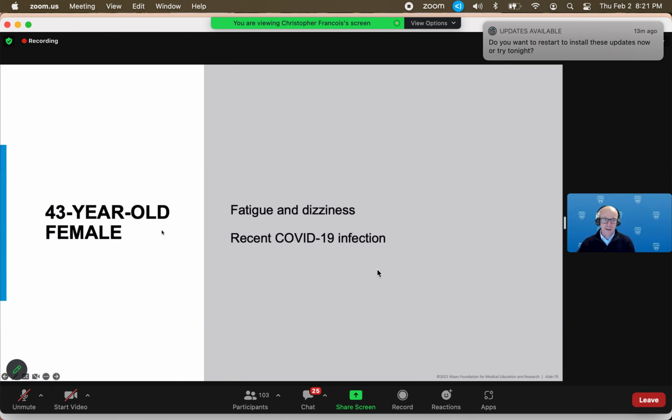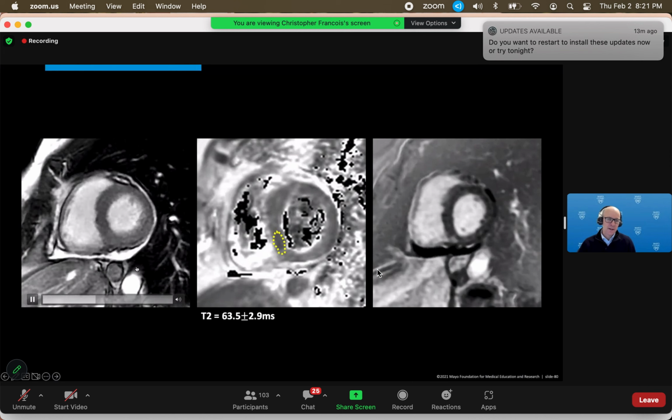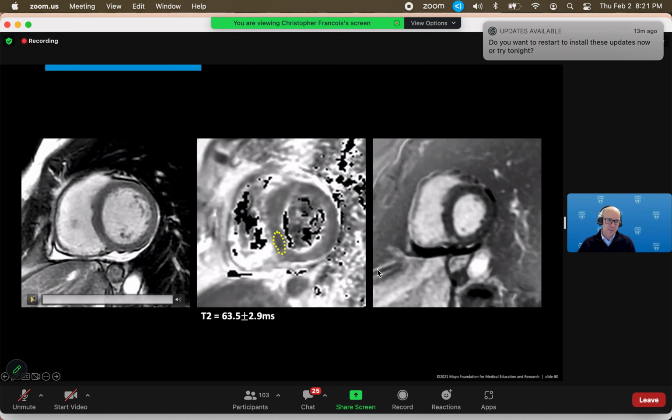So this is again fairly typical for the last couple of years: a 43-year-old presenting with fatigue and dizziness after a recent COVID-19 infection. The bright blood images show a pretty hypokinetic left ventricle and a small pericardial effusion. On the right, we have late gadolinium enhancement images showing focal mid-myocardial enhancement here in the inferior septum. This is a non-ischemic pattern of enhancement that would be consistent with myocarditis.